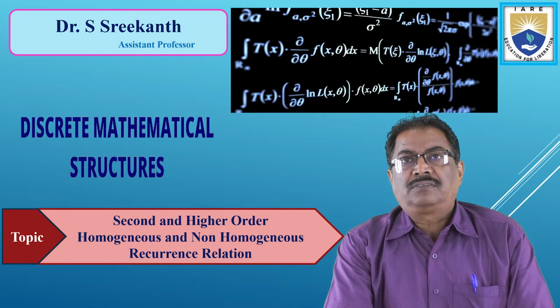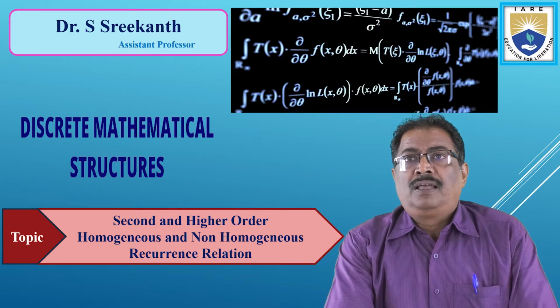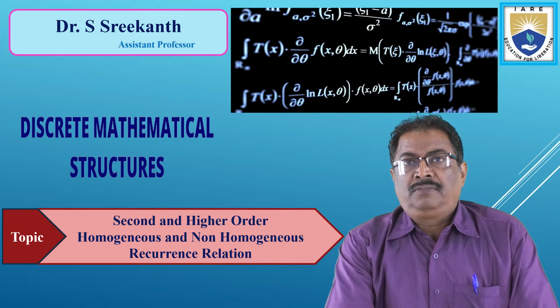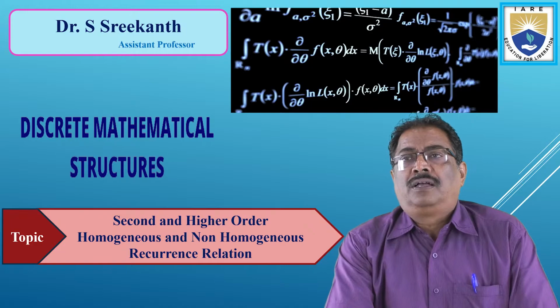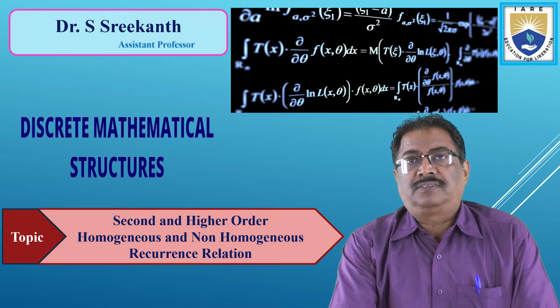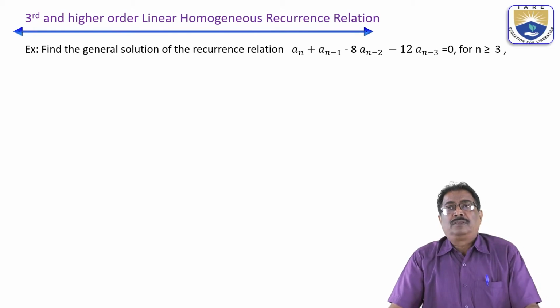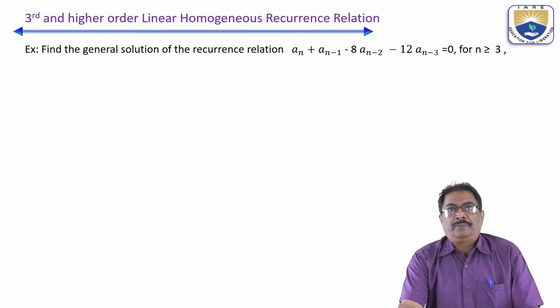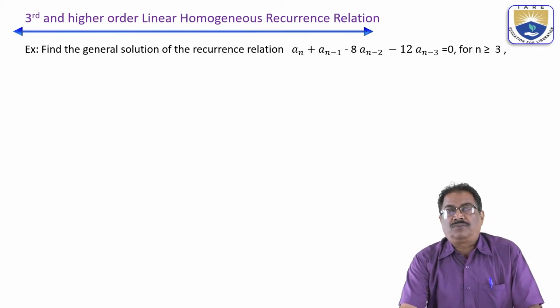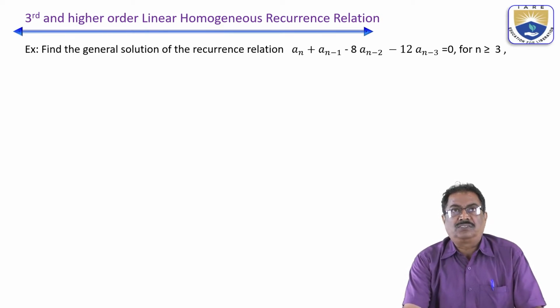Today we are going to discuss some more problems on higher order homogeneous recurrence relations, and we are going to discuss the solution for the non-homogeneous recurrence relation that we have to discuss in this session. In the last session we completed one problem on the third order homogeneous linear recurrence relation. Now we are considering a few problems. After that, we will go for the non-homogeneous linear recurrence relations.